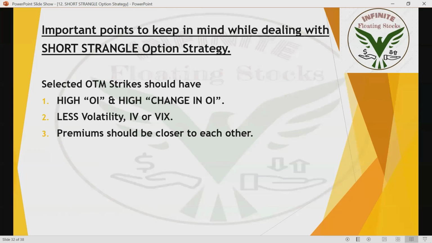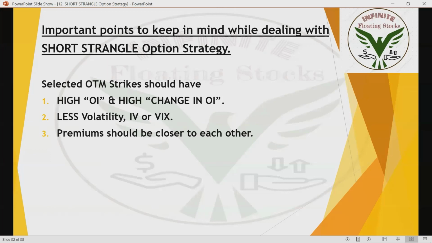There are many out of the money call options and many out of the money put options. Among those, which strike price to choose? You need to select the strike prices which have high OI and high change in OI. That's the first thing you need to look for while selecting the strike prices of out of the money calls and puts.